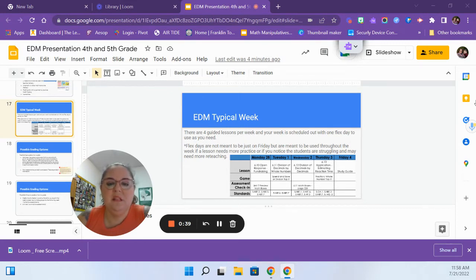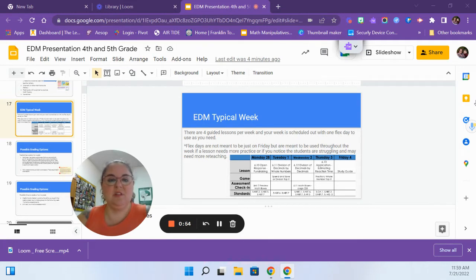This is just a little snapshot of what we did here at Kitley for a typical week. Our 5th grade team did this last year, just one of our weeks. We just write it out quickly. What is the lesson that we're teaching that day that we can be planning for? What game is on that lesson?